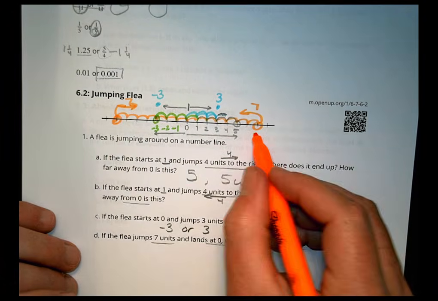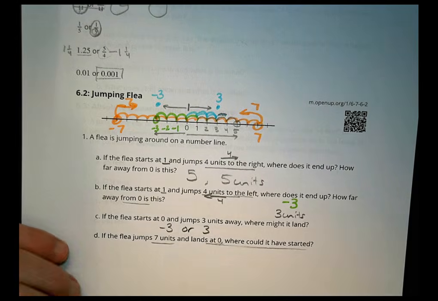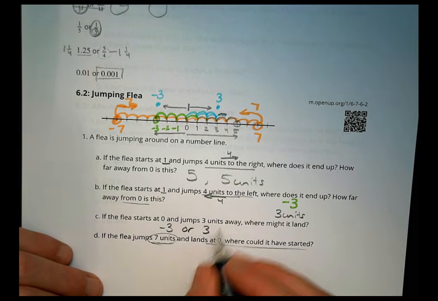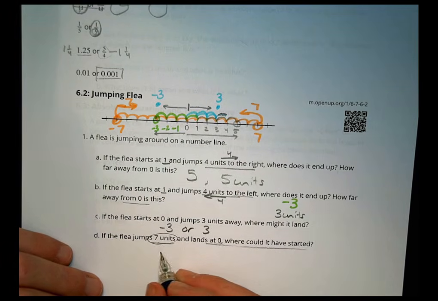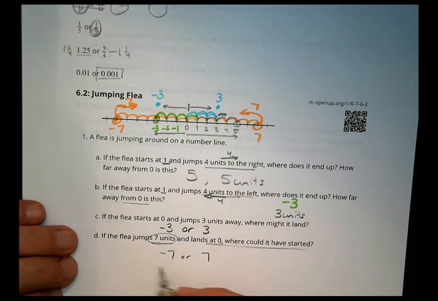Which puts it at +7 or -7 is where it could have started in order to move 7 units either left or right to get there. So it could be -7 or +7. The distance is exactly the same. And that's really what we're talking about here. We're talking about the absolute value.